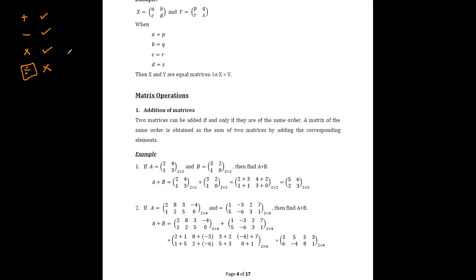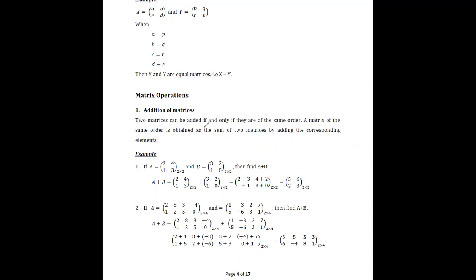If we consider the first arithmetic operation on matrices, it is matrix addition, or addition of two matrices. If you focus on this matrix operation, two matrices can be added if and only if they are of the same order. A matrix of the same order is obtained as the sum of two matrices by adding the corresponding elements.